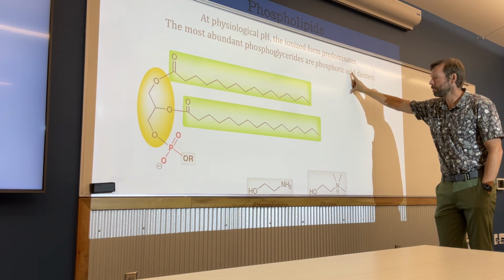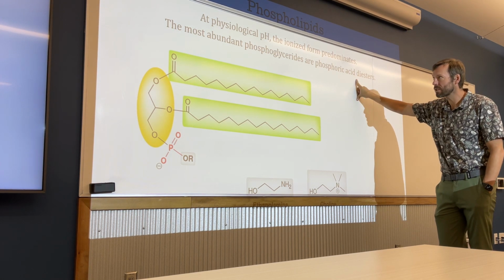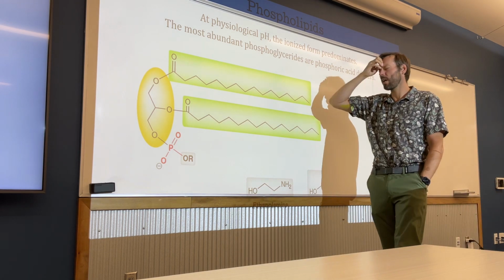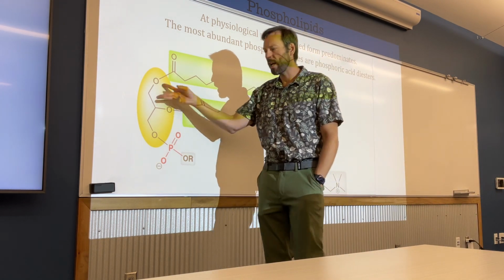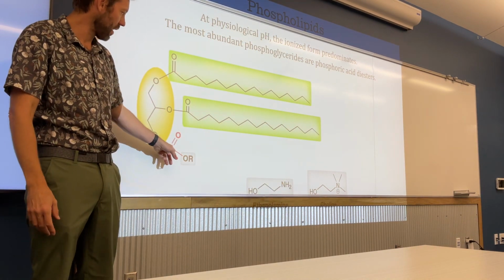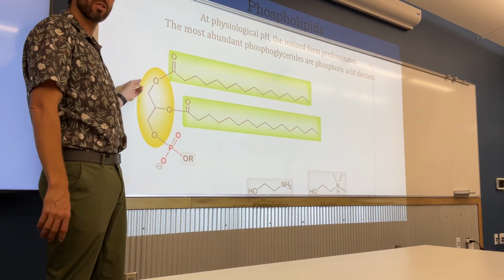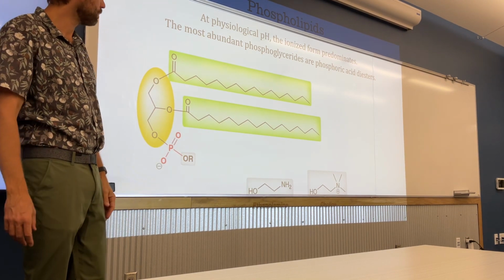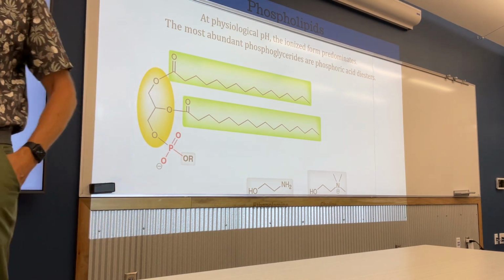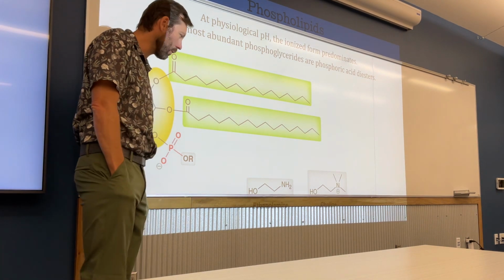And the most abundant phosphoglycerides, or phospholipids, those names can be used interchangeably. A phospholipid is a lipid that has a phosphate group. It's called phosphoglyceride because it has this glycerol backbone on it. And so these are going to be the predominant ones in us and in other biological life forms.